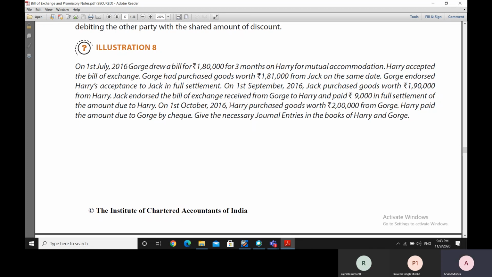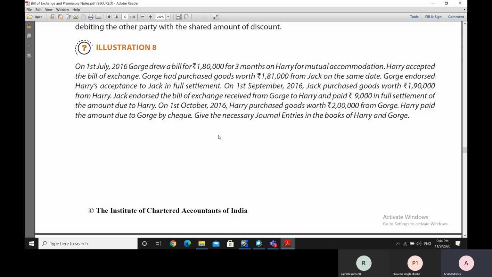Jack has endorsed the bill of exchange which was received from George, because Jack had received this bill and he has given it to Harry now. So he has given it to Harry and paid 9,000 in full settlement. So therefore 1,000 is again the discount, because 1,80,000 has been given in form of the bill here, and 9,000 has been paid in bank, and 1,000 is the final settlement or the discount.